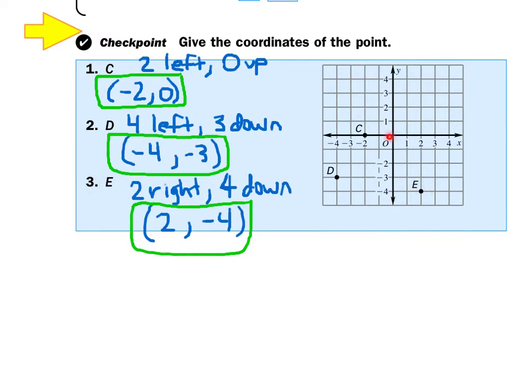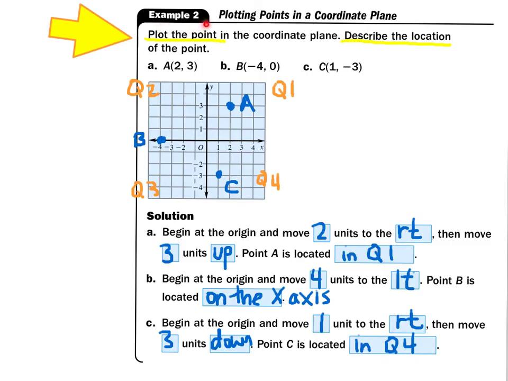Remember, always start at the origin, tell somebody to move 2 places to the right, and then 4 places down. So 2 right is +2, 4 down is -4. So it's (2, -4).